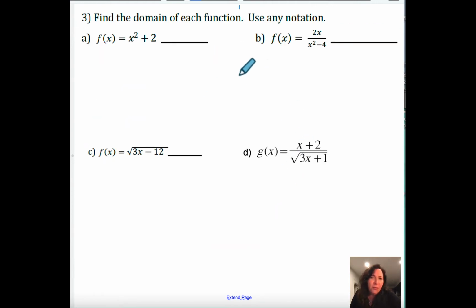The next set of problems are asking for the actual domain. So when you see x squared plus 2, you know that's a parabola. And when it's a parabola, if it's just y equals x squared, the x squared would look like this, right? Y equals x squared. However, because it's a plus 2, what that did was it moved it up 2 units, right? So that's all it did.